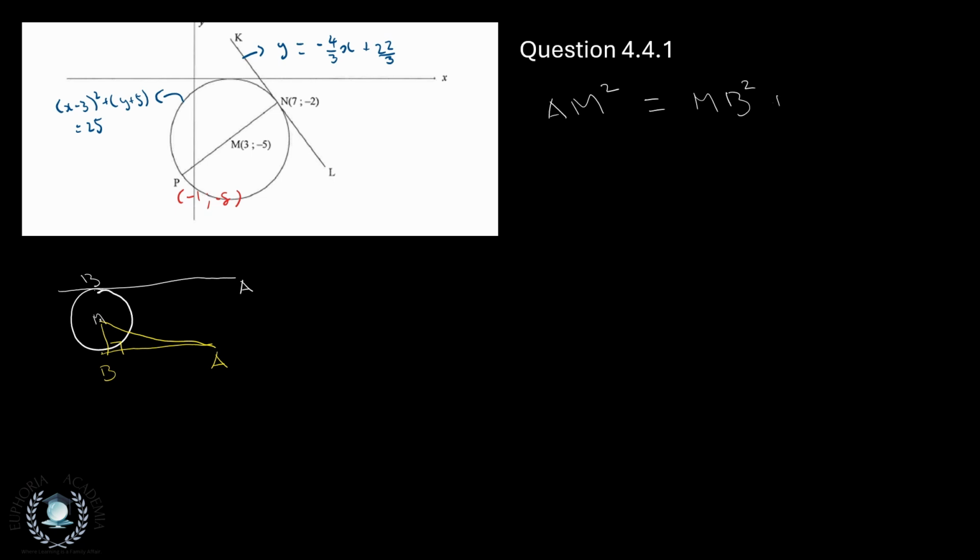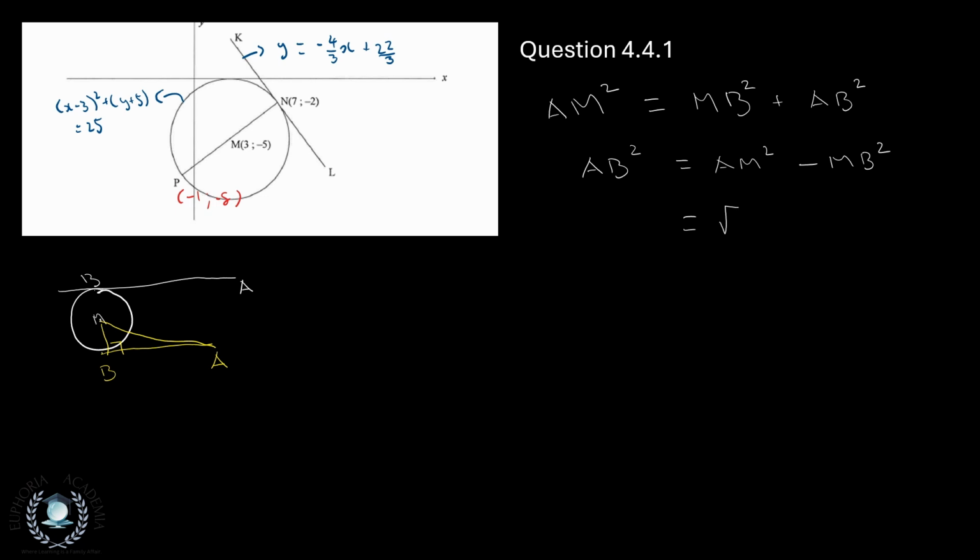So MB squared plus AB squared. All right, so we're meant to find the length of AB. So let's make AB the subject of this formula, and that is going to be AB squared equal to AM squared minus MB squared. All right, cool.